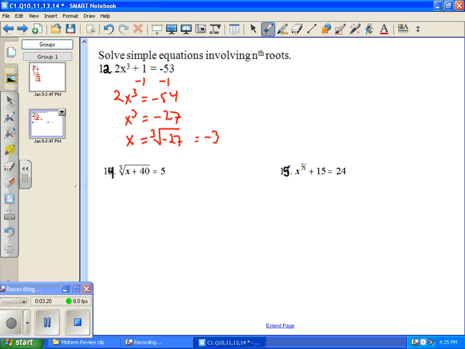Okay, so the next problem, we have a cube root. We want to try to get rid of it. So what we need to do is cube both sides. So we're going to get x plus 40 equals 5 cubed. So 5 cubed is 125. And the last step is to just subtract 40 from both sides.